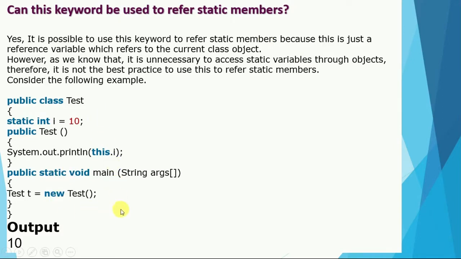Okay, so as we know that it is unnecessary to access a static variable through objects, therefore it is not the best practice to use this to refer to static members. So in this example, as we can see, there is a class named Test and we have a static member i equals 10, and we have a constructor, and we basically refer to this static member. Okay, so in the main method we create an object and call this Test constructor, and inside this Test constructor we refer to the static member. So the output is 10, but it is not the best practice to use this to refer to a static member. Okay, so we can use this keyword to refer to a static member.